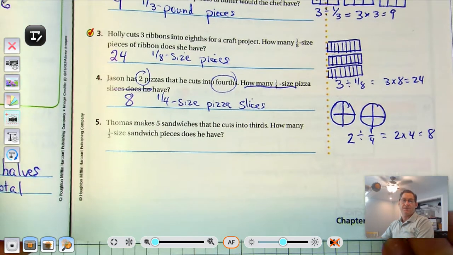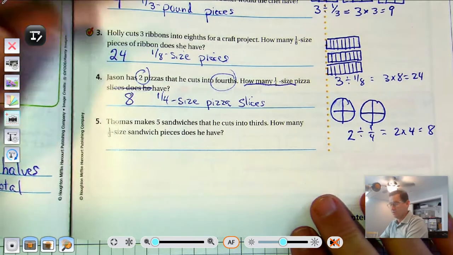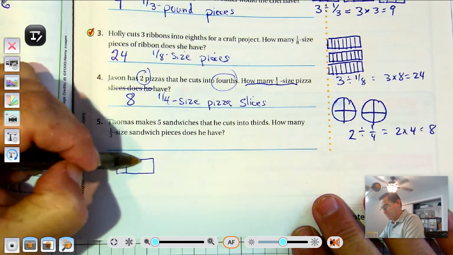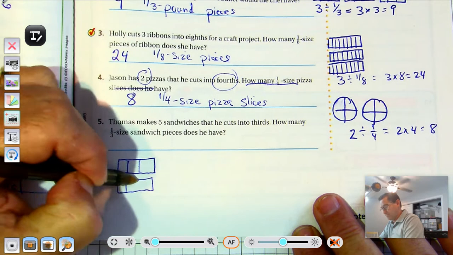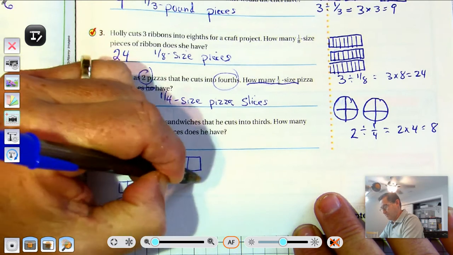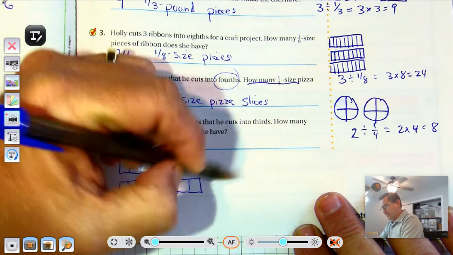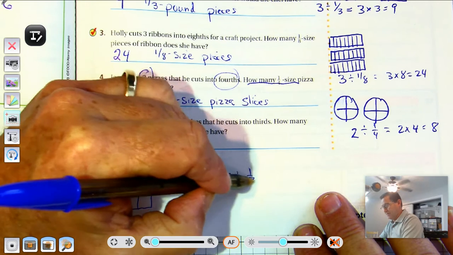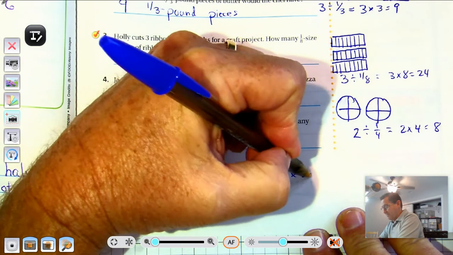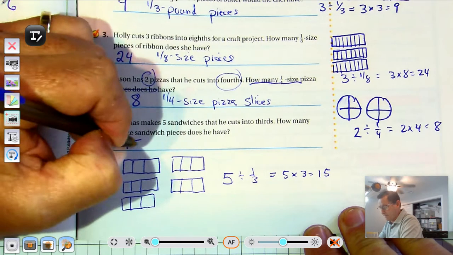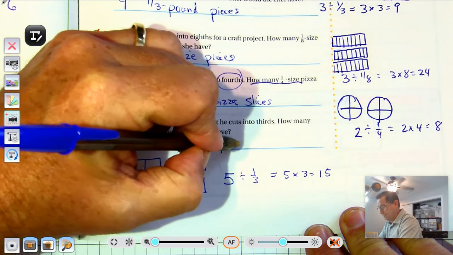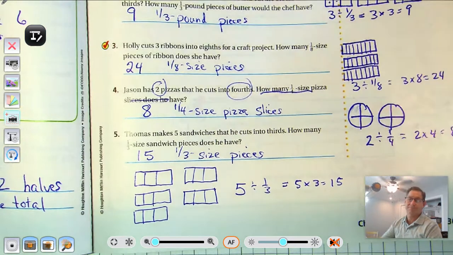And number 5. Thomas makes 5 sandwiches that he cuts into thirds. So 5 sandwiches divided into 3 pieces each is the same as 5 times 3. So 15. 15 1/3 size pieces. Okay.